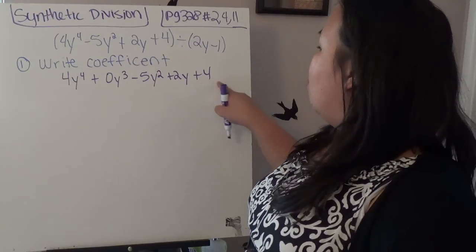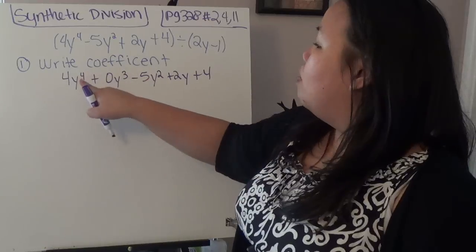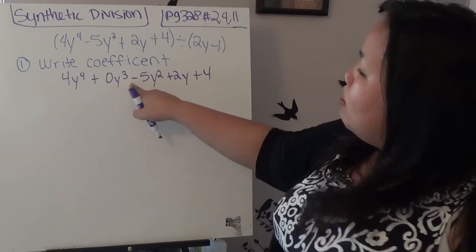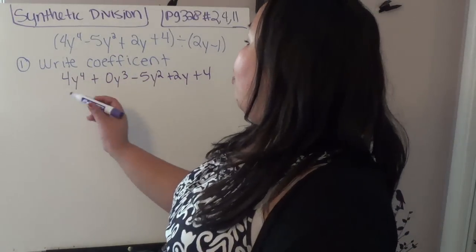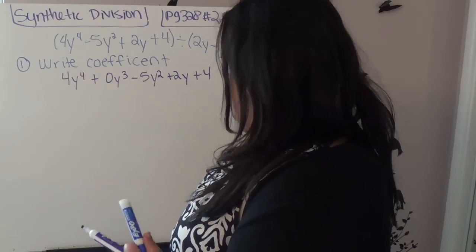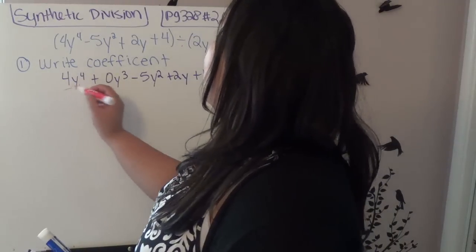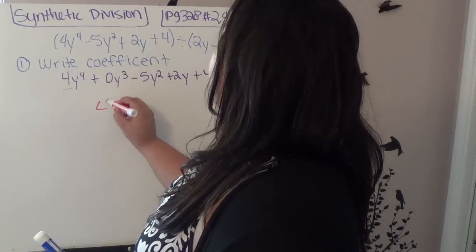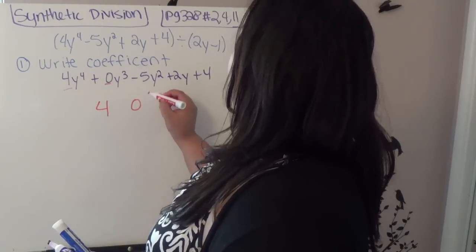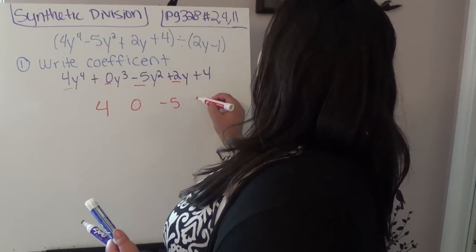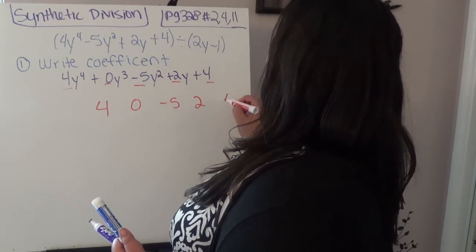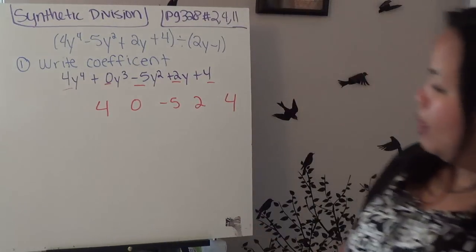There's no y cubed here, so it's 0. The powers have to go in a row, and if there's one missing, I have to put it in there. After that, I can write the coefficients. And basically, the coefficients are only the numbers in front. So 4, 0, -5, 2, 4.